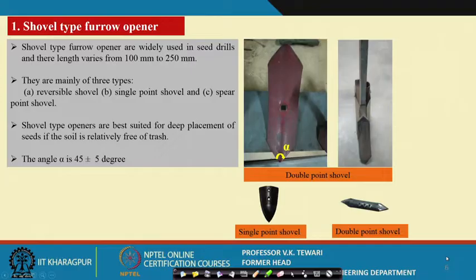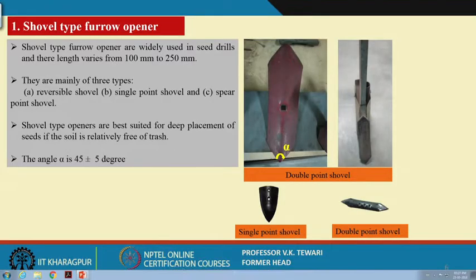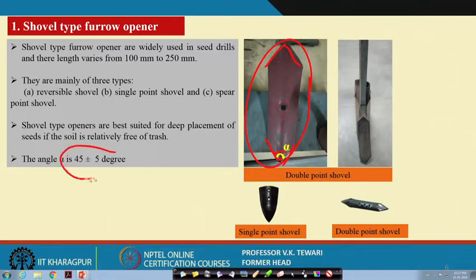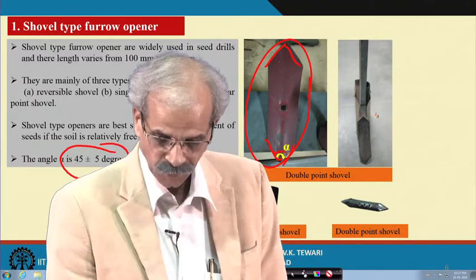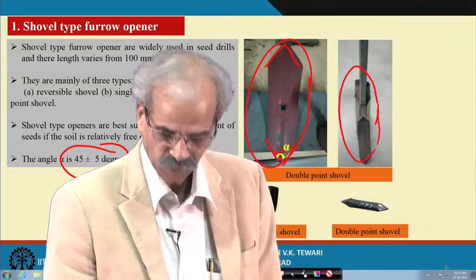Shovel type furrow openers. Well, shovel type furrow openers, as I said earlier, this is the shovel type of furrow opener. It is a double point shovel. The beauty is that if this portion is worn out, you can just turn it and then you have this portion. Generally this include angle is between 40 to 45 plus minus 5 degrees, which is maintained for this shovel. And you can see that when it is connected to the seed drill, with the component, it looks something like this.